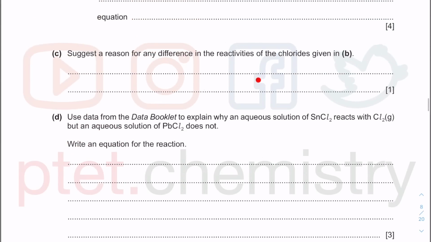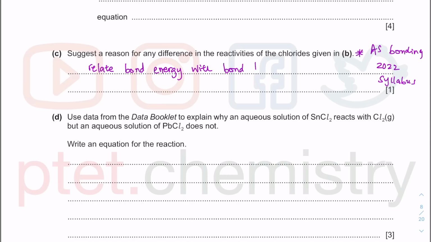That was basically the reason for the reactivity. This is in the AS bonding 2022 syllabus, where they will expect you to relate bond energy, covalent bond strength, with bond length. This is to do with the size of your atom, and then you can relate to reactivity. If you need to break the bond, are you breaking a stronger bond or a weaker bond?